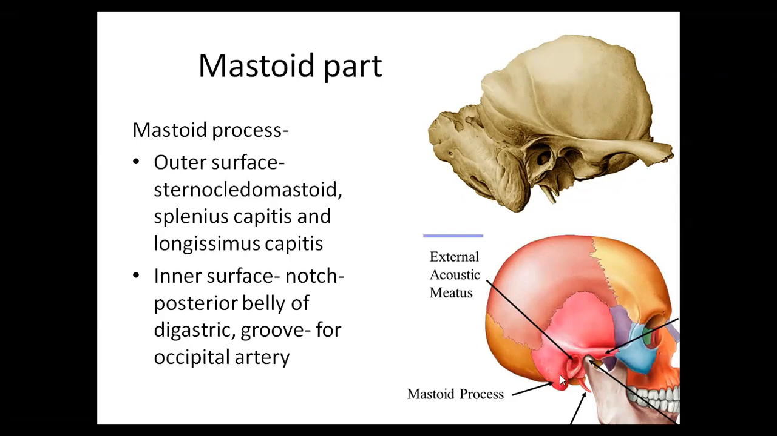This is our external acoustic meatus, and behind that you will see certain muscles coming and getting inserted. For now, if you do not remember so many names, do not panic. Separate chapters are there for each. We are going to learn about sternocleidomastoid and all the muscles, nothing to worry. For now, remember that the outer surface of the mastoid process gives attachment to sternocleidomastoid, splenius capitis and longissimus capitis. The inner surface gives attachment to the posterior belly of digastric, and we have a groove also for the occipital artery. Okay, this I can show you in fact.